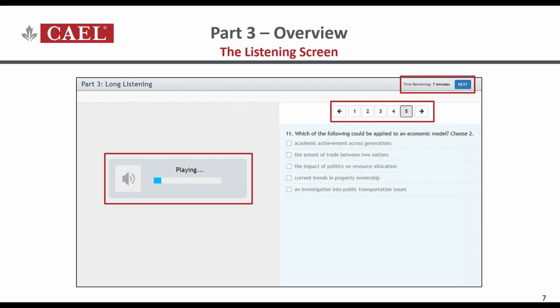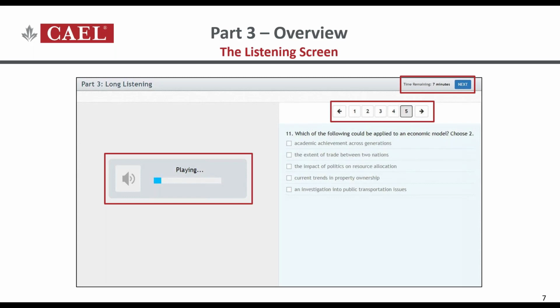The questions are on the right. For the lectures especially, there are often up to 5 question pages or screens. And you can see those are the tabs that I've labeled with a red box. So you can see 1, 2, 3, 4, 5 tabs. You can use those navigation tools, the arrows left and right, to move through the question tabs.